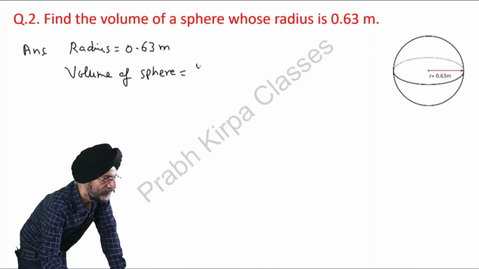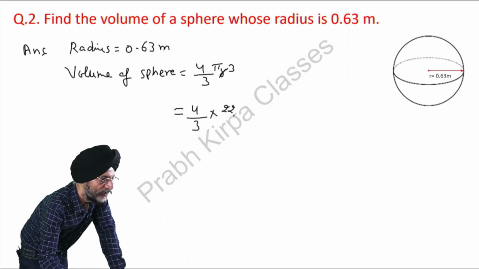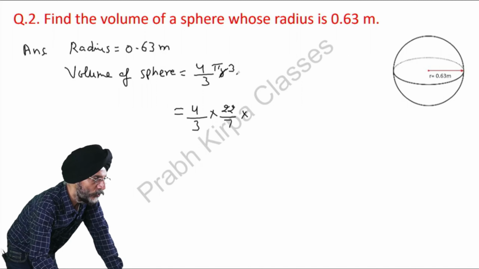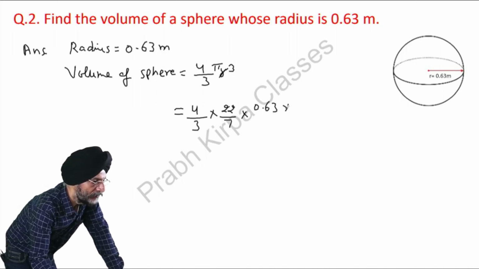It is 4/3 pi r cube. 4/3 pi stands for 22/7. Now r is in cube, so we will write r three times. Value of r has been written three times.